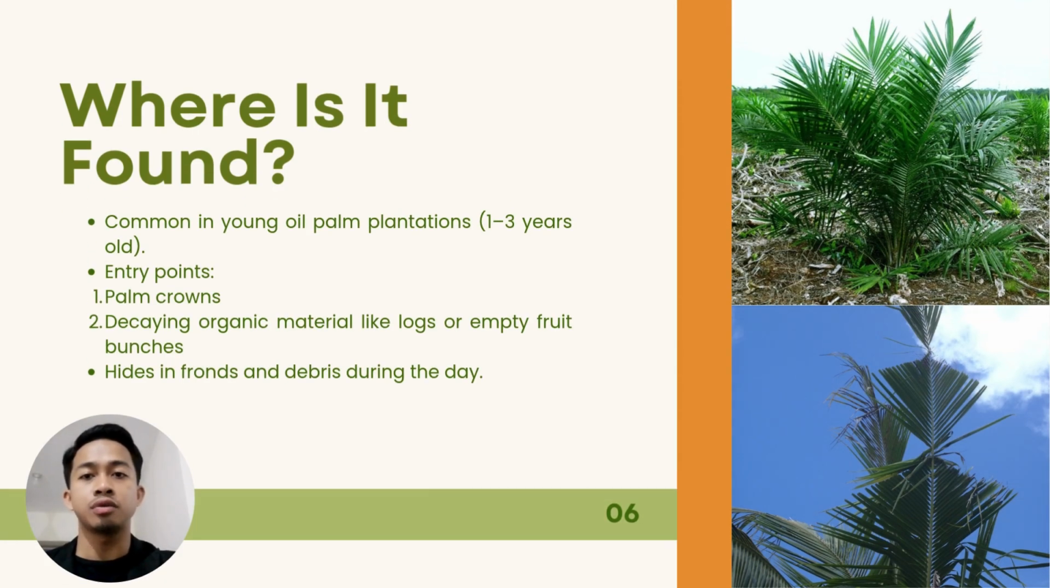Next, where is it found? The rhinoceros beetle is most commonly found in young oil palm plantations, usually between 1 and 3 years old. This is when the palm trees are still developing and have soft tissues that are attractive to the beetle. The beetles lay their eggs in decaying organic matter such as rotting logs, palm trunks, empty fruit branches, and compost piles. These materials provide warmth, moisture, and nutrients for larval development. During the day, the adult beetles hide in the crown of the palm or among organic debris, making them hard to spot without close inspection. Because of their hidden activity and nocturnal habits, infestations can go unnoticed until significant damage has already occurred.